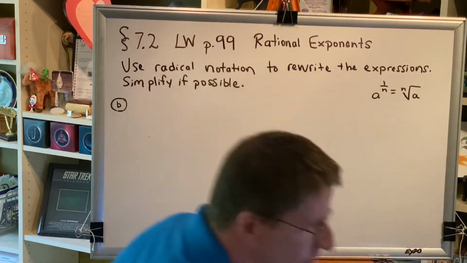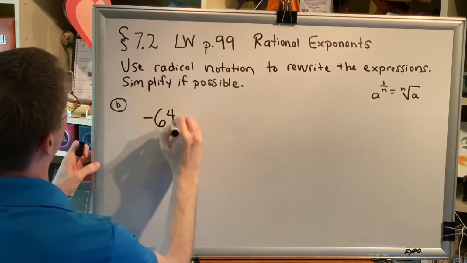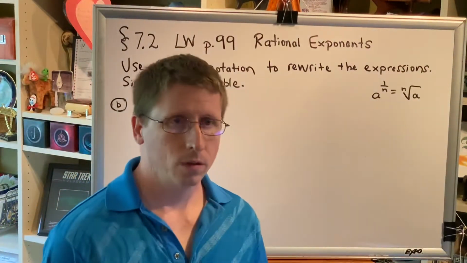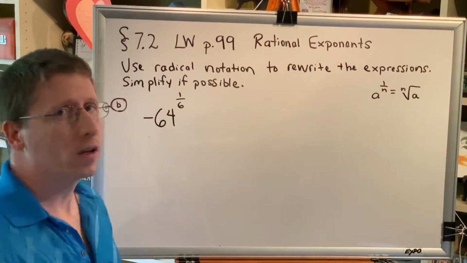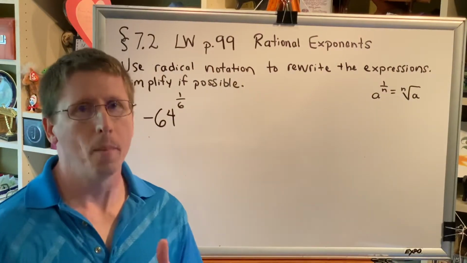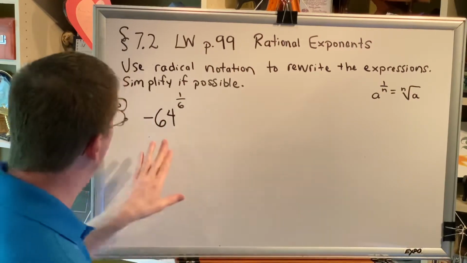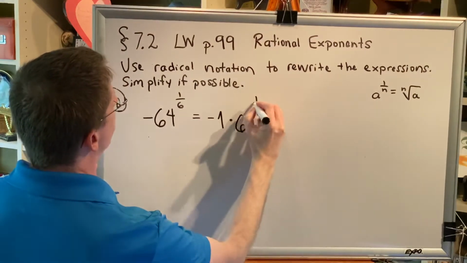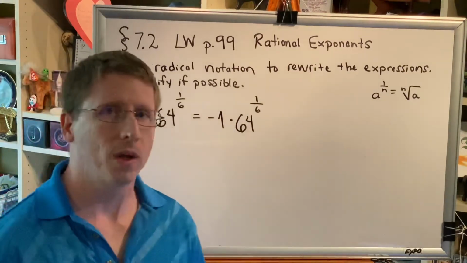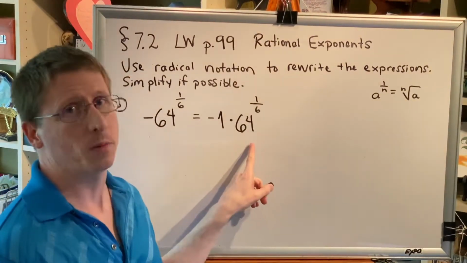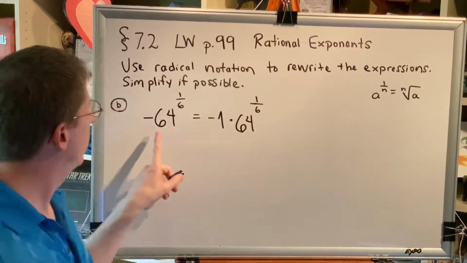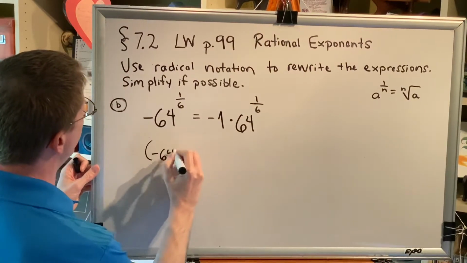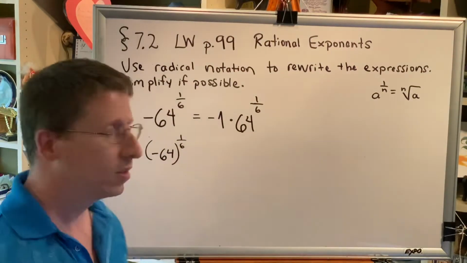Part B says, simplify this expression. Here we have to be careful. This negative sitting out front is mathematical shorthand for multiplication by the number -1. So this can be written as -1 times 64 to the 1/6 power. This is an important thing to realize because it helps us understand that the base of this exponential expression is 64, not -64. If we wanted the base to be -64, then both the negative and the 64 would have to be in parentheses. These are different.